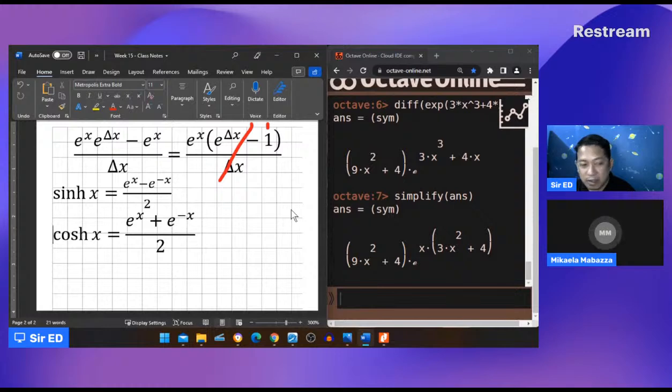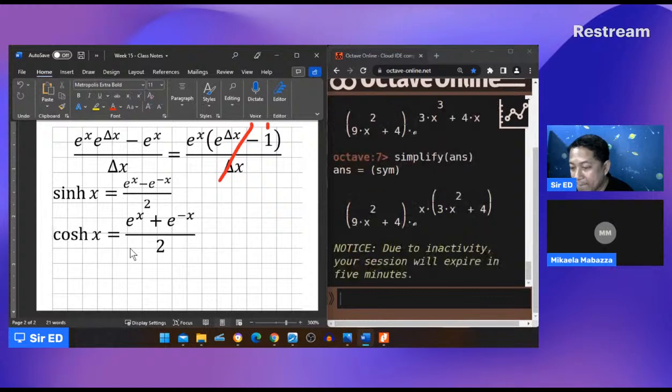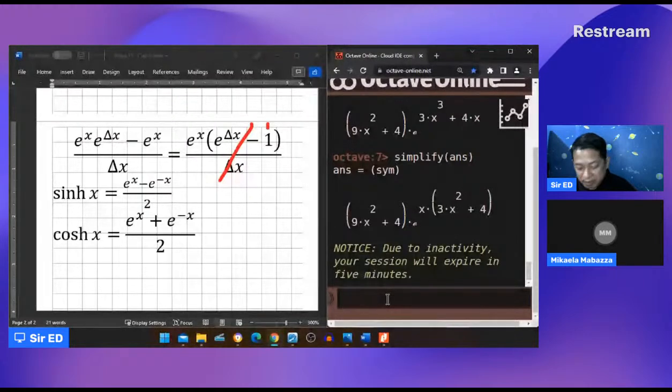Okay, kasi kapag kinuha mo yung derivative nito, e raised to x, derivative niya, e raised to x pa rin. Minus, magiging plus yan. So ano na siya ngayon? e^x plus e^(-x), cosine x na. Therefore, derivative of hyperbolic sine is hyperbolic cosine. Okay? So yun. So mas madali siya.